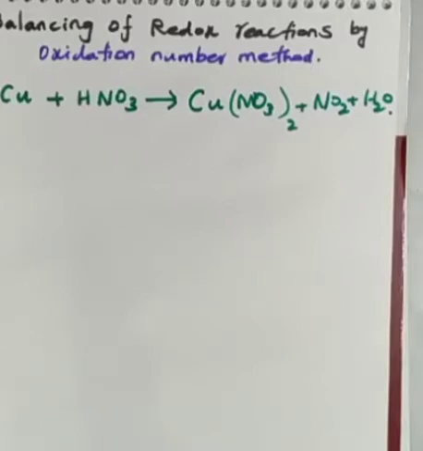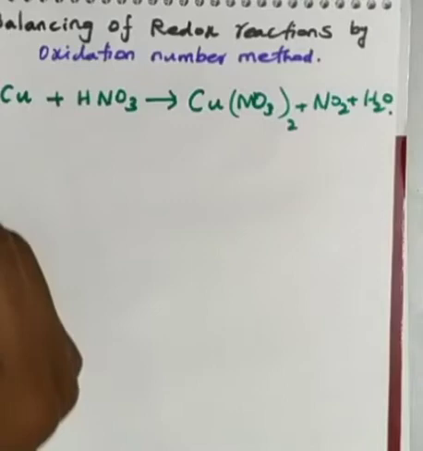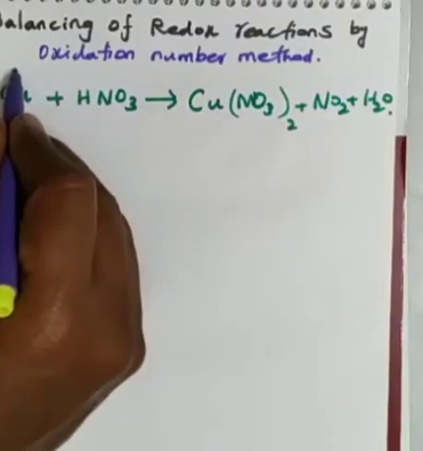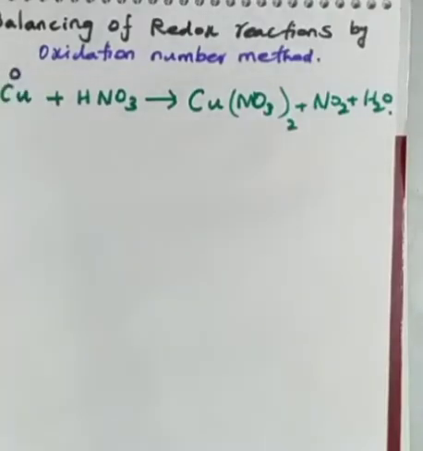Now the same thing we are going to do by calculating the oxidation number for different reactants in the redox reaction. First we have to find out the oxidation number for two of the reactants and two of the products. Say for example copper, the oxidation state is 0. Why? Because any element in its naturally occurring state is 0.